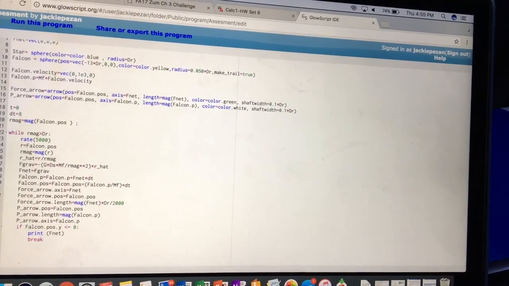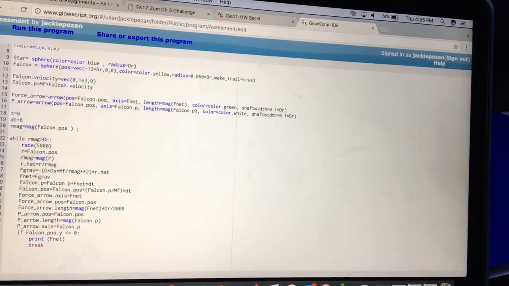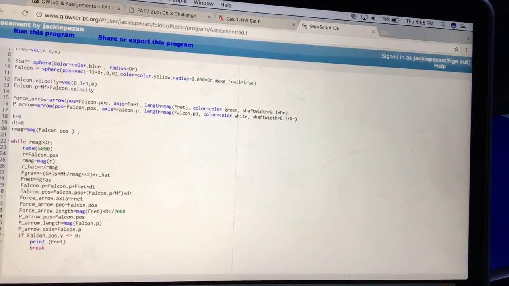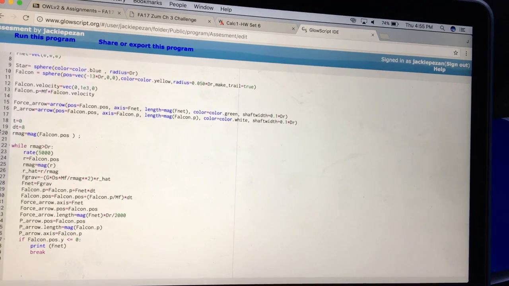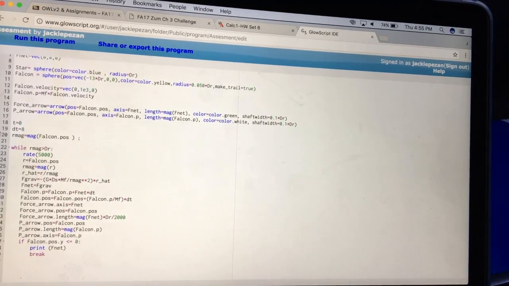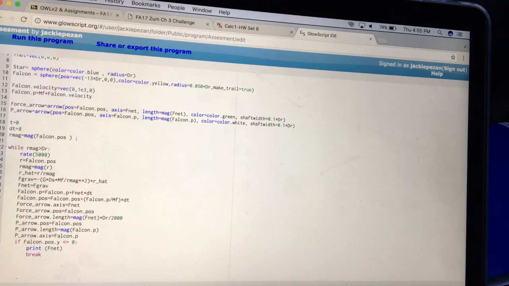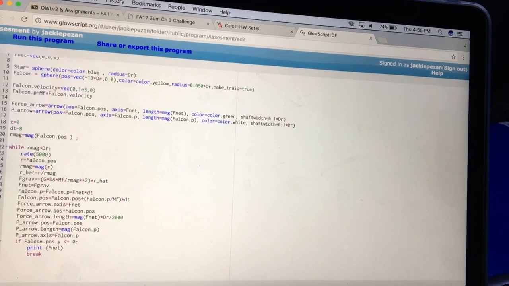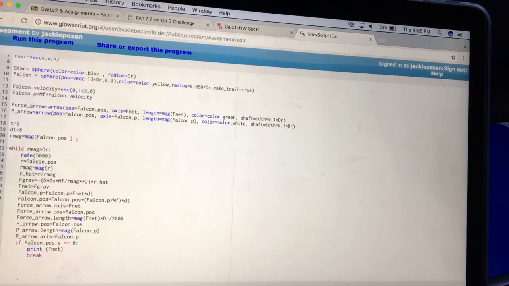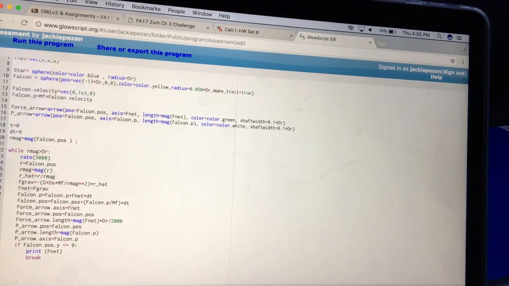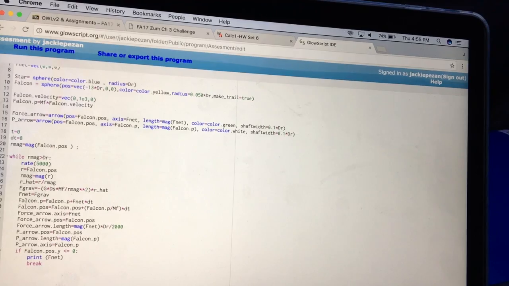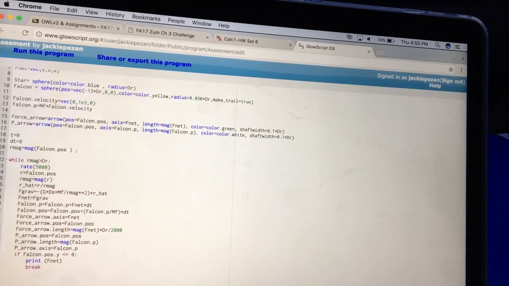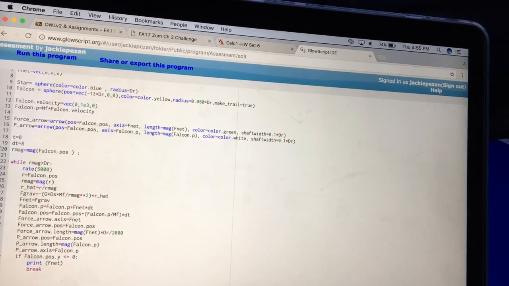Next, we had to define our dt, which equals delta t, or change in time. I chose that as 8 because a little bit less would have been too slow, and a little bit more would have been too fast. And below that, there's the equation Rmag is equal to mag of falcon.pos. This is the formula for the calculation of distance from the Millennium Falcon to the Death Star.